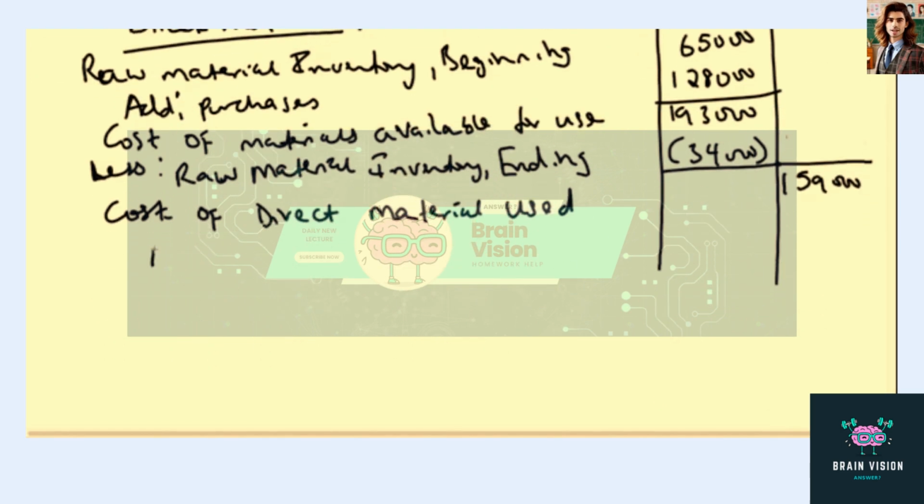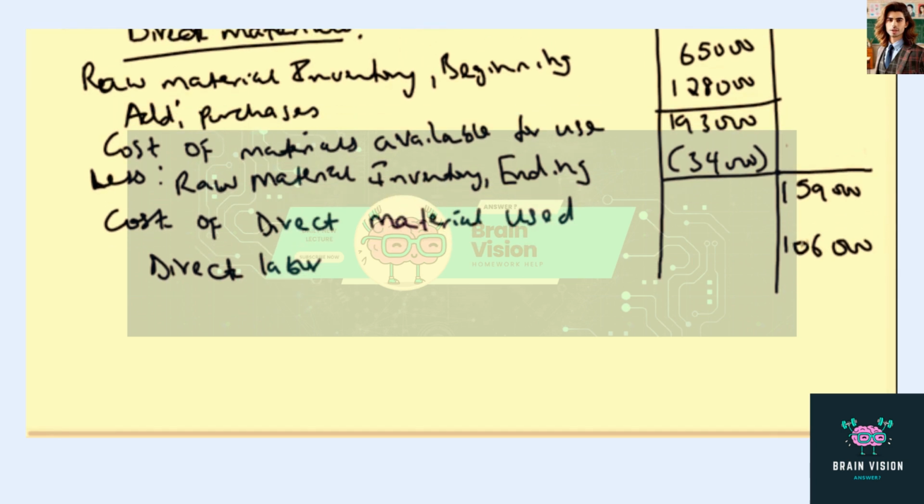So therefore, the direct labor will be equal to the rest. So that will be 106,000. So now that we have that, we move to the manufacturing overhead.